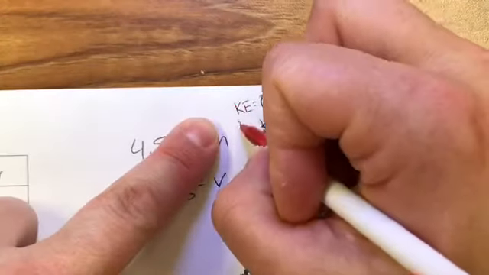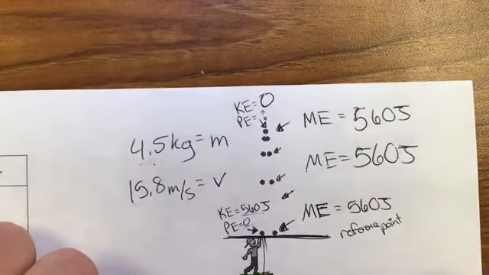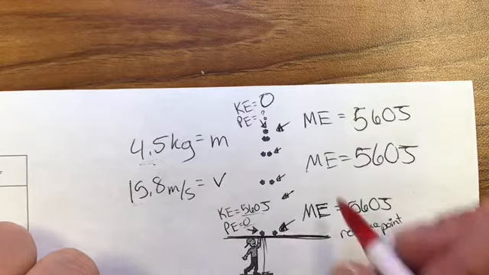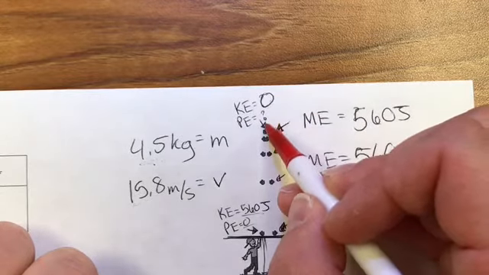So, next question. Potential energy at the top. What's it going to be? Well, the mechanical energy at the top is 560. The kinetic energy at the top is 0. Potential energy.